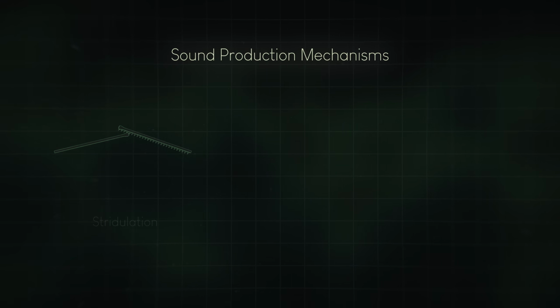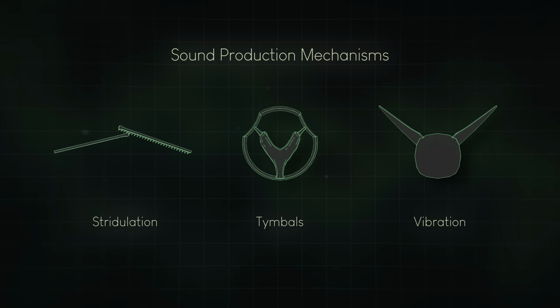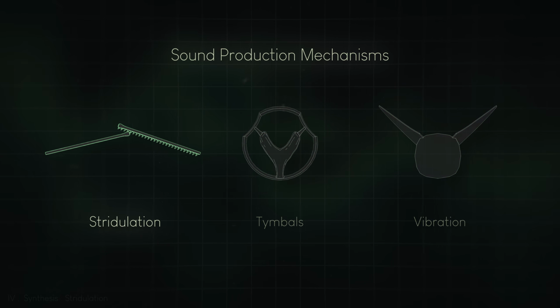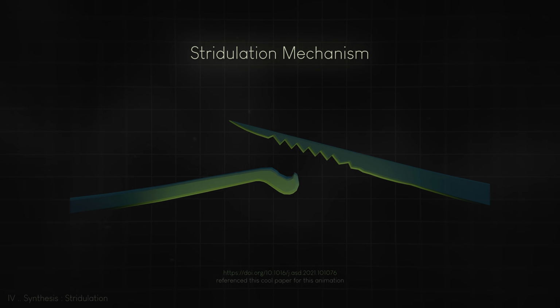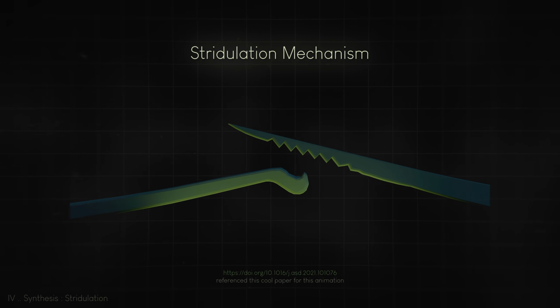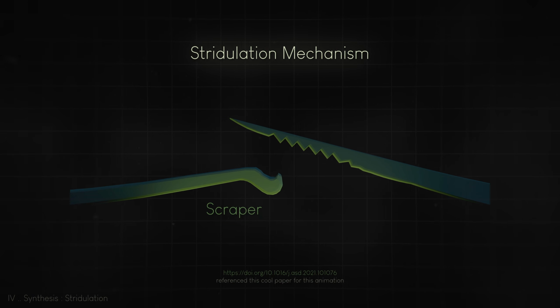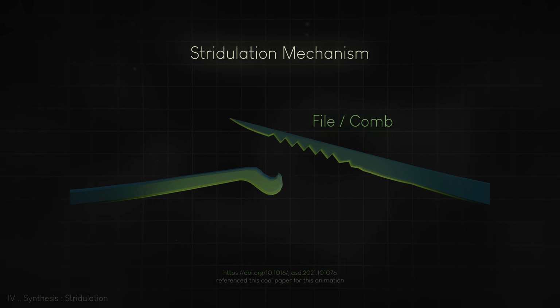As mentioned earlier, insects use many forms of sound production, which include stridulation, tymbals, and vibration. First, let's focus on stridulation. This is when an organism rubs body parts together to produce sound. In most cases, and in the examples we'll cover, this involves a structure with a hard surface called a scraper, which rubs against a comb-like surface called a file.